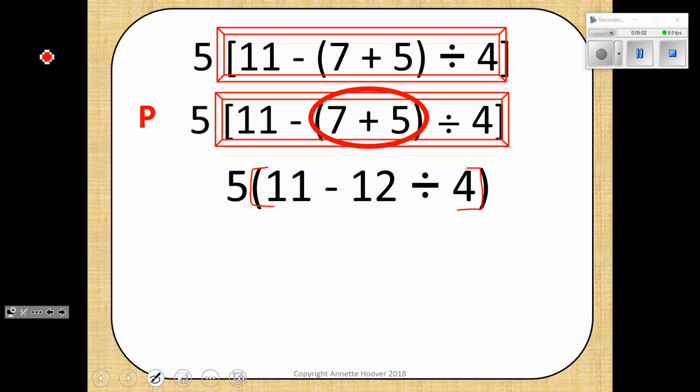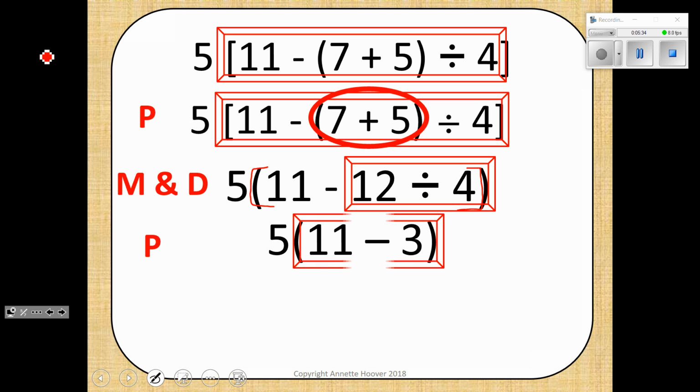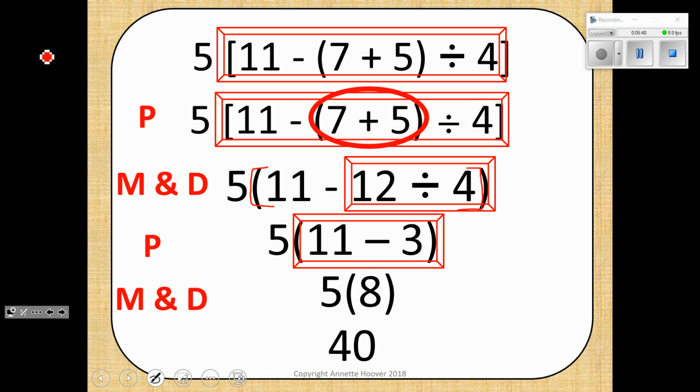All I have left now is a subtraction and a division. Well, I have learned that division comes before subtraction. So within this parentheses, next, I'm going to do the division. So that would leave me 5 times, in parentheses or brackets, 11 minus 3, because 12 divided by 4 is 3. Now, we still have a set of parentheses that we have to evaluate. All of this has been trying to get the parentheses or original brackets down to one number. So now we do the parentheses, which is 11 minus 3, and 11 minus 3 is 8. So now the last step is the multiplication, which is 40.